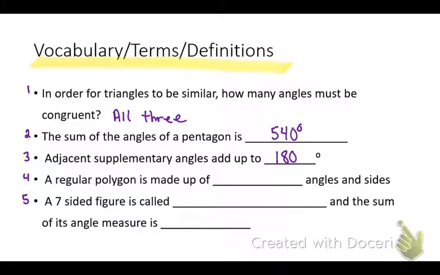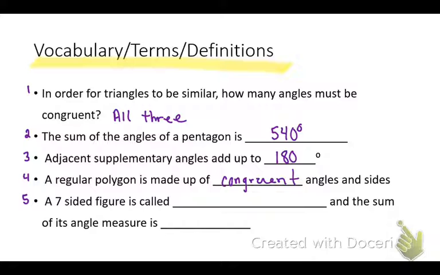Number 4, a regular polygon is made up of what, Mikhail? What did you put? 6. No, just any regular polygon. It's made up of, can y'all tell me? No, but what's the blank? It already says angles. Equal. Congruent. Okay, so congruent is the technical term, but if you said equal, you just have to remember, if it's a regular polygon, every angle will be the exact same measurement.